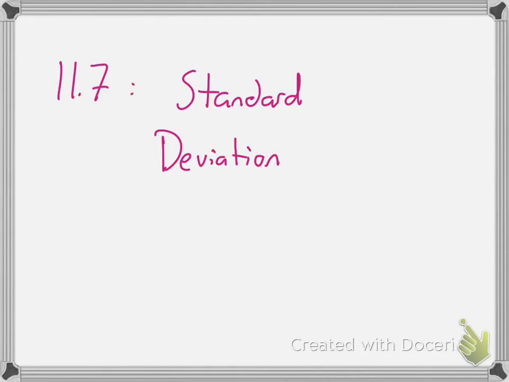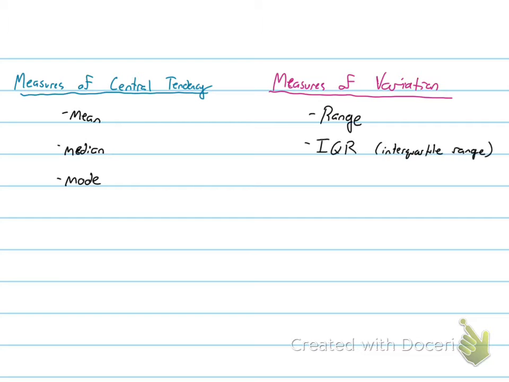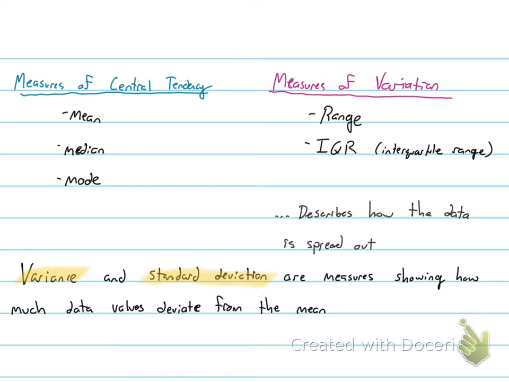In 11.7, you're going to be learning about standard deviation. So far we've learned about measures of central tendency, and that includes mean, median, and mode. And we've also started to talk about measures of variation, which include range and IQR, or interquartile range, or Q3 minus Q1. Measures of variation basically describe how the data is spread out. And today we're going to build on that by talking about variance and standard deviation. These are measures showing how much data values deviate from the mean, or our average.